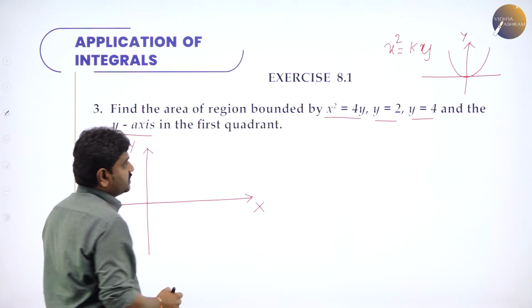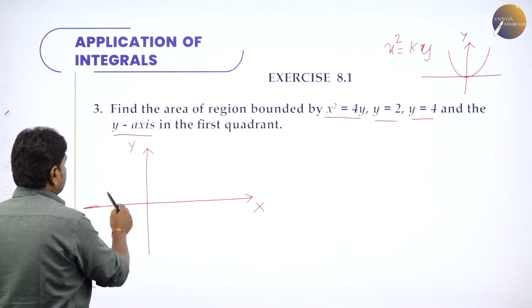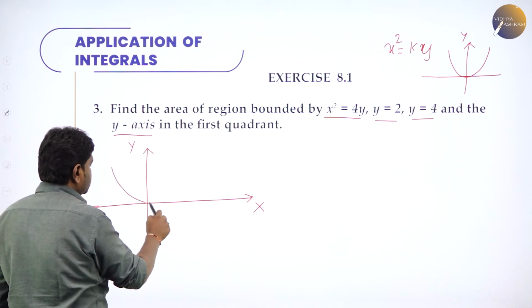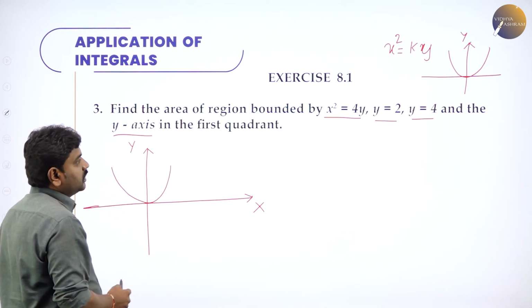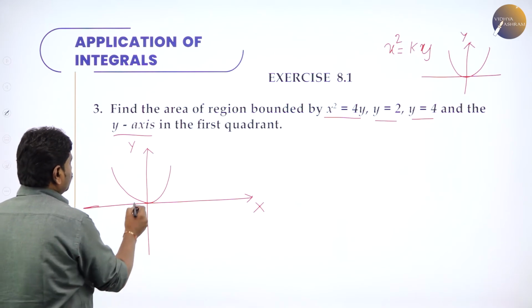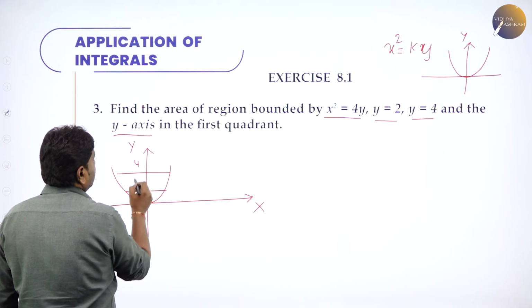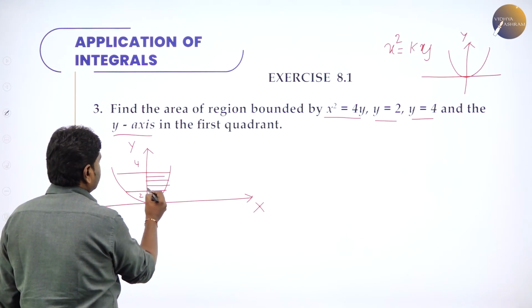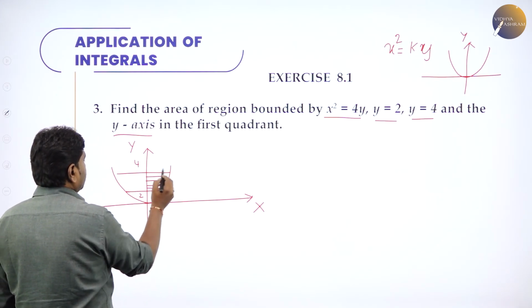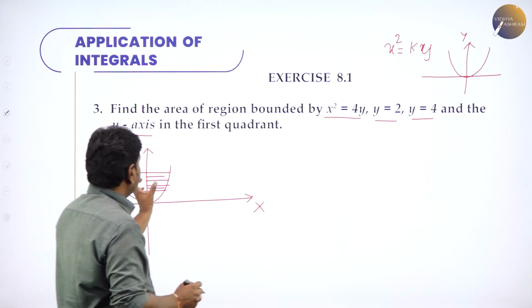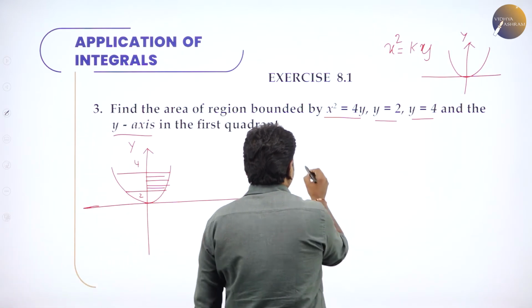This is the x-axis. x squared is equal to 4y. An x squared parabola means it is symmetric about the y-axis. y varies from 2 to 4. So y value 2, this is y = 2 and this is y = 4. And in the first quadrant they want this area. So they want this area, meaning the area of the region bounded by the curve and the y-axis.